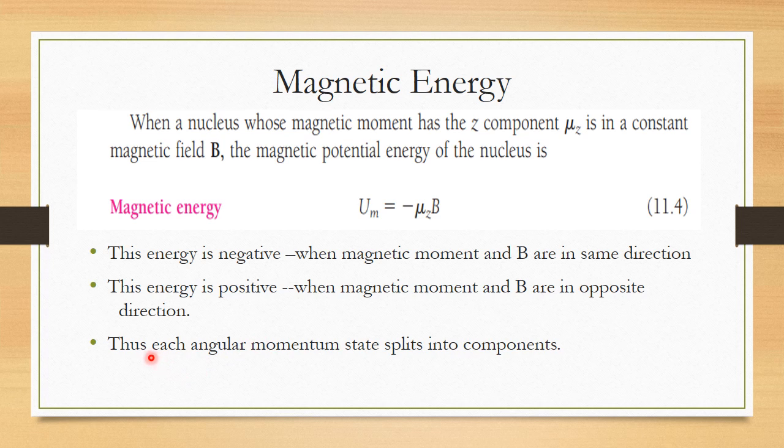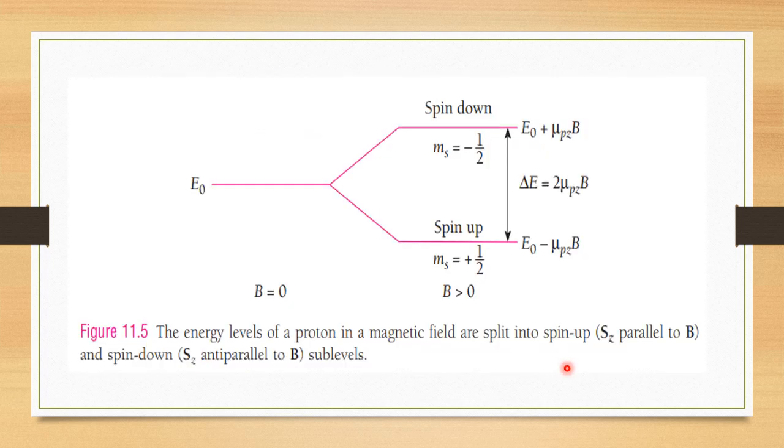Consider any angular momentum state of the nucleus; it splits into components. This is similar to the Zeeman effect which we have studied in atomic electron states. Because of this magnetic energy, each angular momentum state splits into its components. This is the energy level diagram: this is the energy of the nucleus when the magnetic field is 0, and this is the splitting of that energy level into 2 when B is greater than 0.